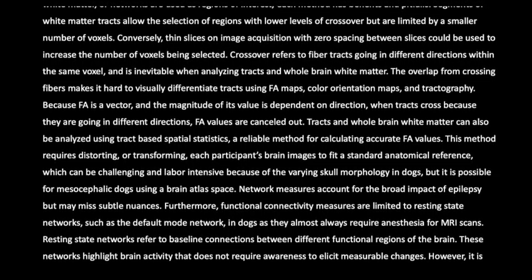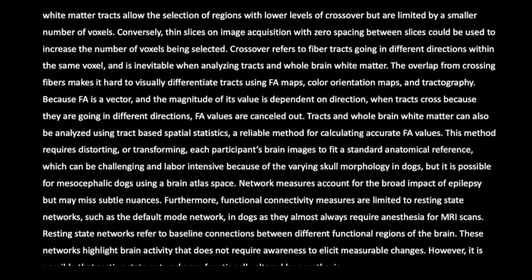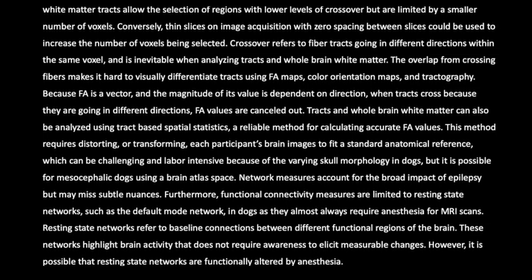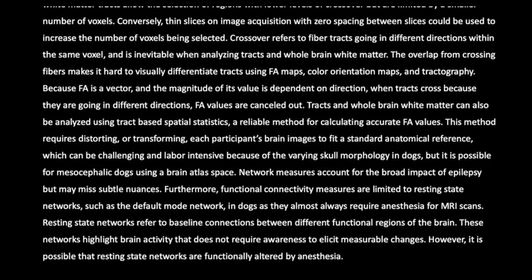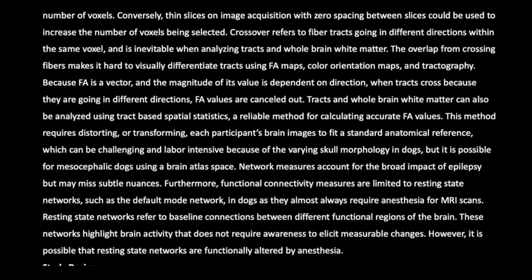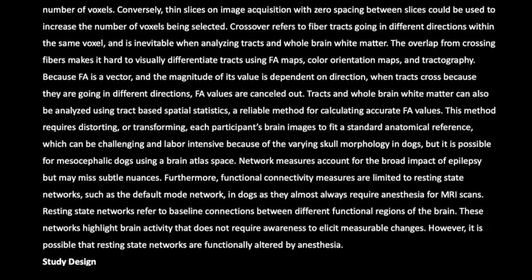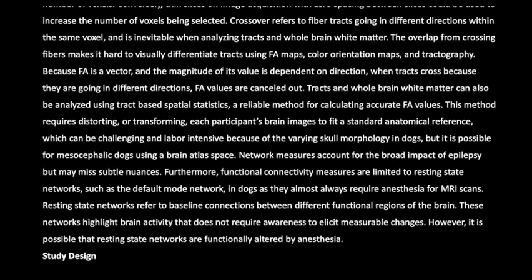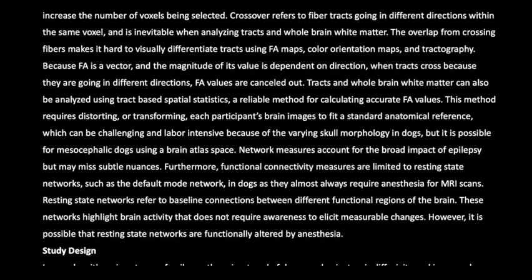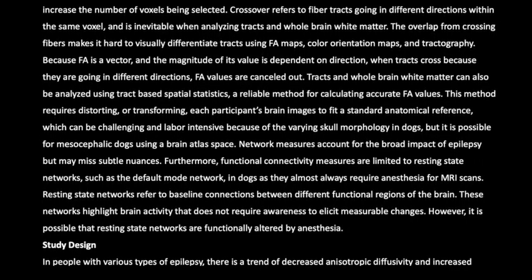The overlap from crossing fibers makes it hard to visually differentiate tracts using FA maps, color orientation maps, and tractography. Because FA is a vector, and the magnitude of its value is dependent on direction, when tracts cross because they are going in different directions, FA values are cancelled out.